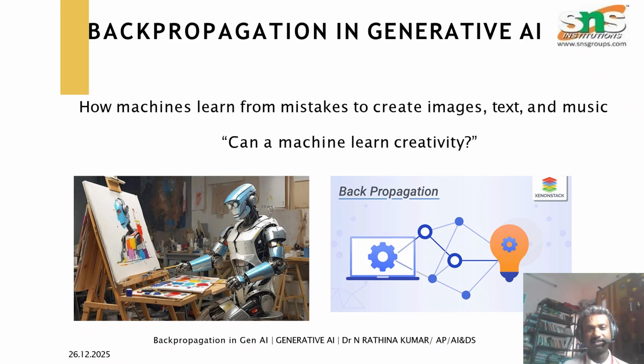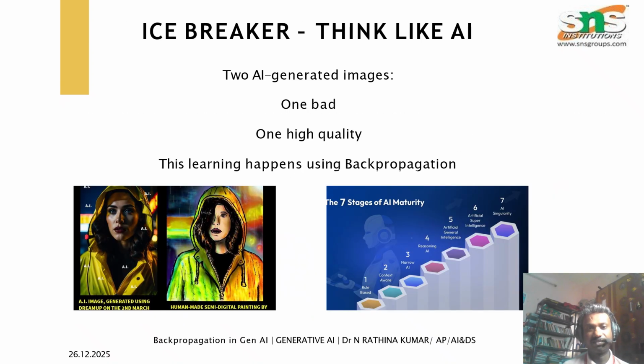So in this lecture series, next we are going to see how backpropagation is used in generative AI. See this first line: how machines learn from mistakes to create images, text and music, which means that a machine learns creativity? Yes, it does. It learns every time. So how can it learn? Let us see one by one.